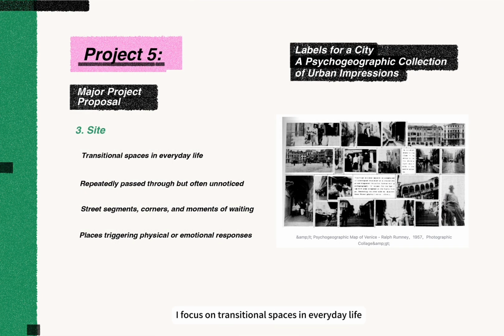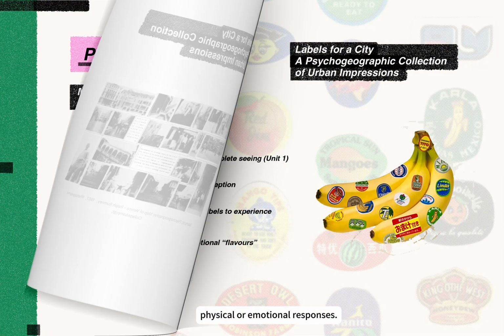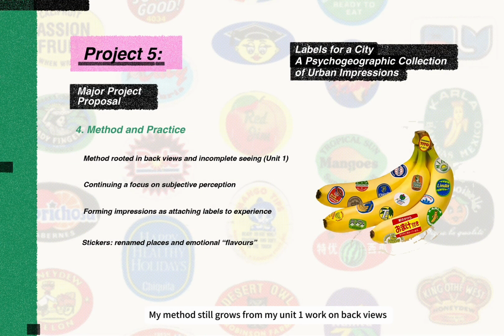I focus on transitional spaces in everyday life, such as street segments, corners, and moments of waiting. These are places we pass through daily but rarely notice. I'm especially interested in locations that trigger physical or emotional responses. My method still grows from my Unit 1 work on back views and incomplete seeing. Although back views are no longer the main subject, I continue to focus on subjective perception.